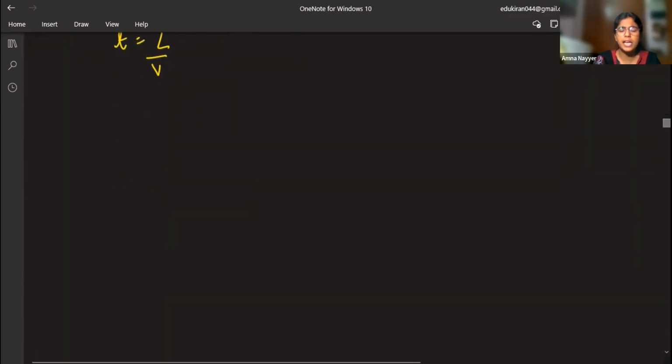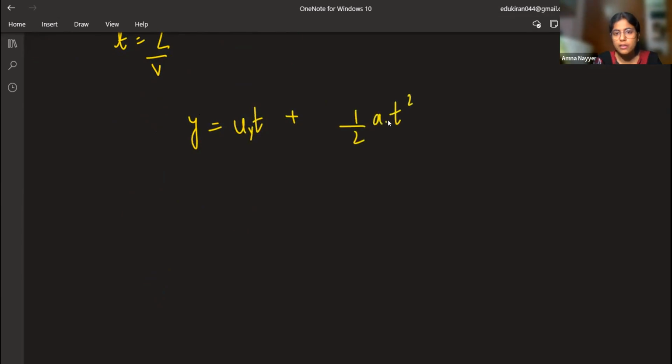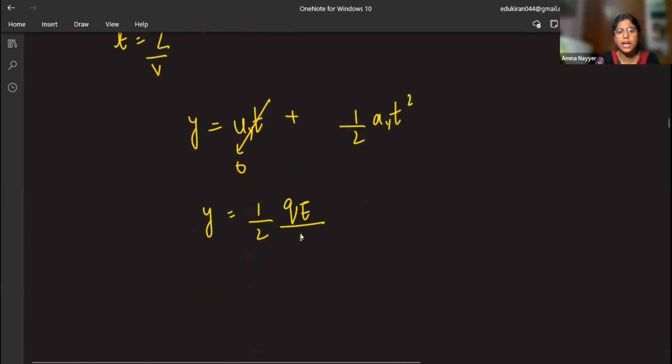These help in easing the question. So distance s is equal to ut plus half at square, where s is the distance, ut is along the y-axis, plus half a t square along the y-axis. The initial velocity is 0, so this part is going to be 0. Y is equal to half times acceleration. What was the acceleration? QE by M. And the time period is L by V, so the whole square of it.